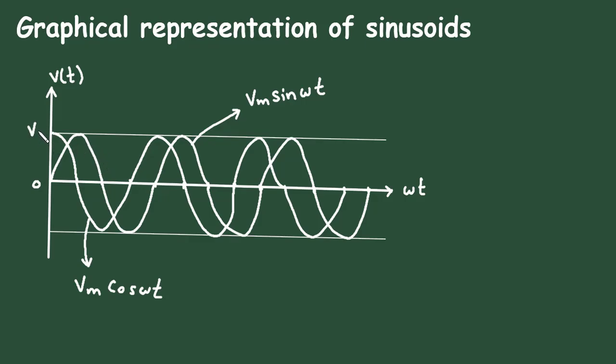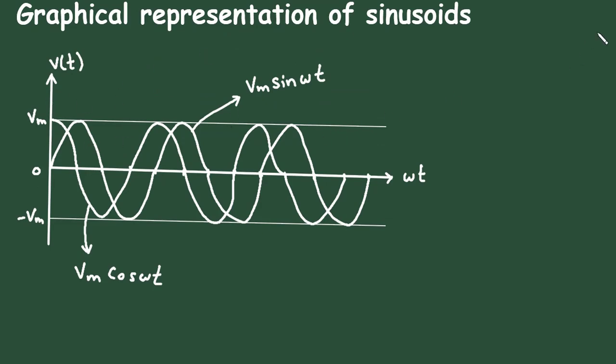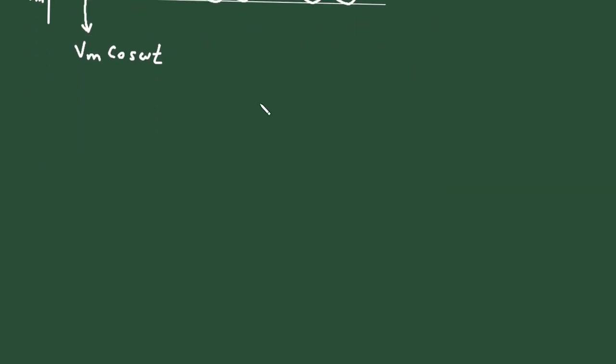And this will be Vm, that is maximum voltage, and this is minus Vm, that is maximum voltage in the negative direction. So these are the two sinusoidal voltages. Now we want to see graphical representation of sinusoids. So from these two functions, we can see the relationship between sine and cosine.